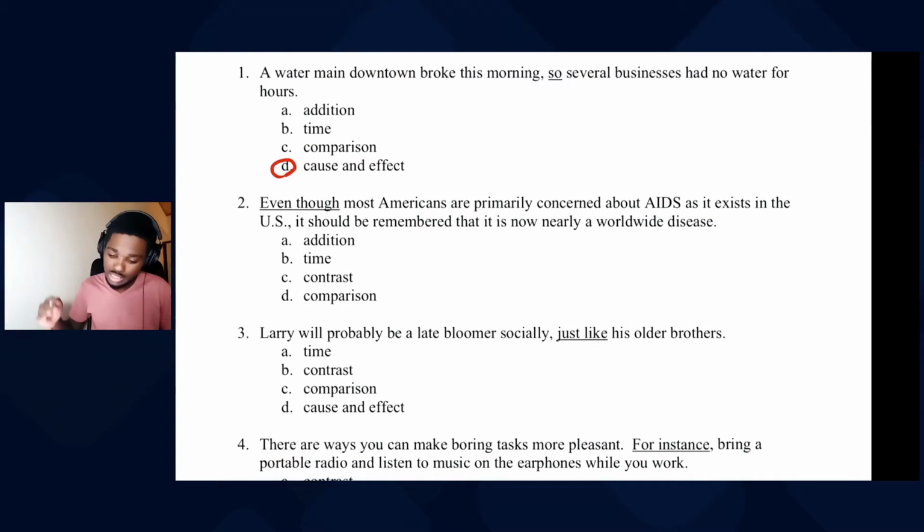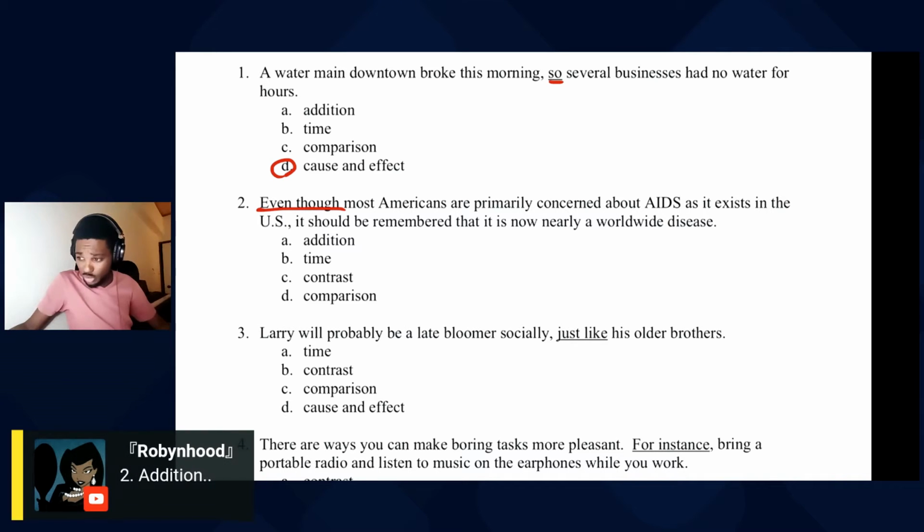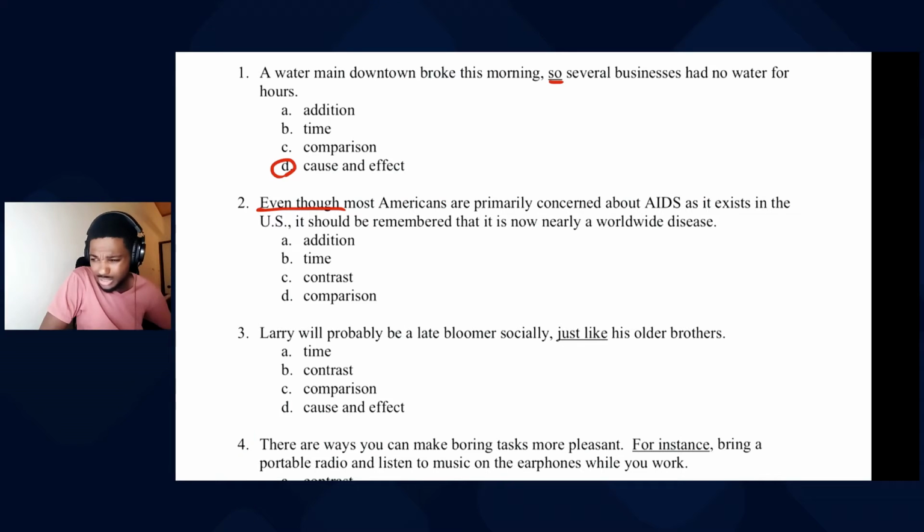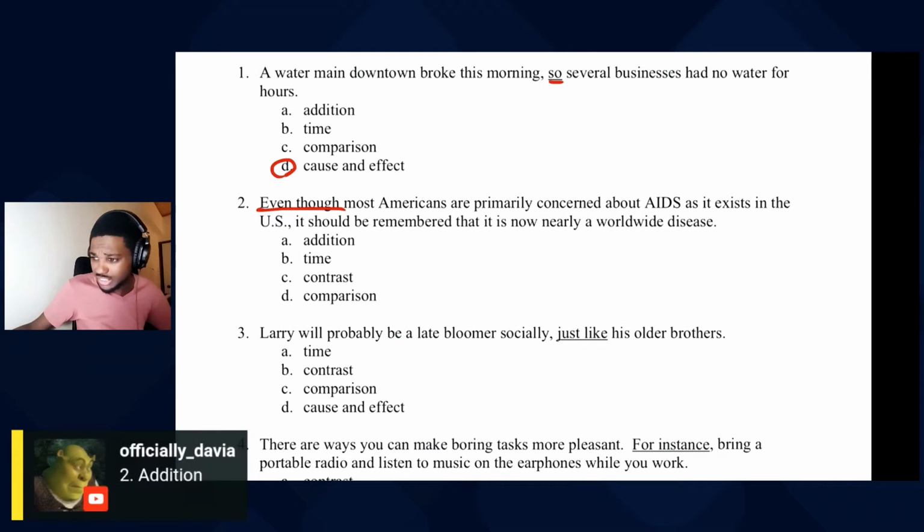All right, number two. Even though most Americans are primarily concerned about AIDS as it exists in the US, it should be remembered that it is now nearly a worldwide disease. So we're at number two. What is the transition even though doing in the sentence? Robin Hood says addition. What's being added to what? Officially Diva says addition as well.